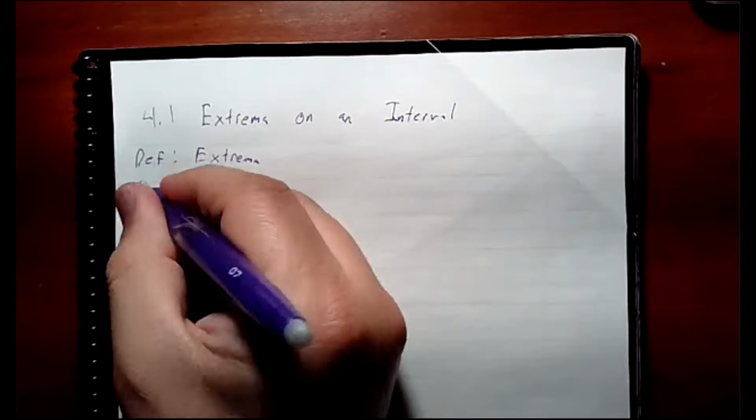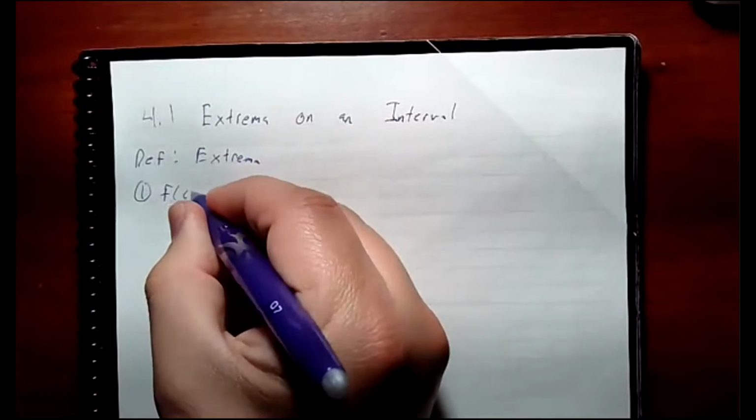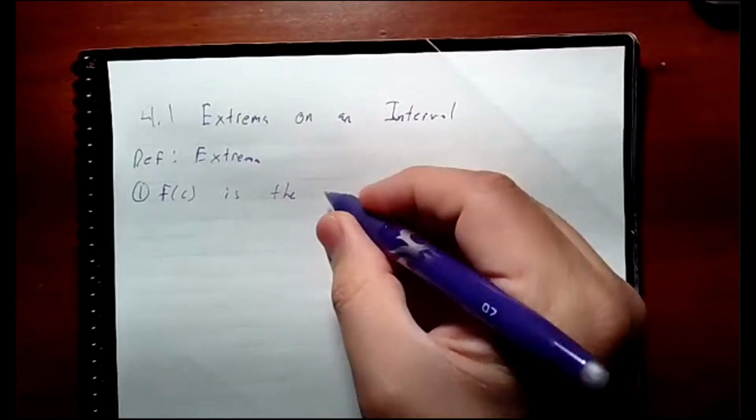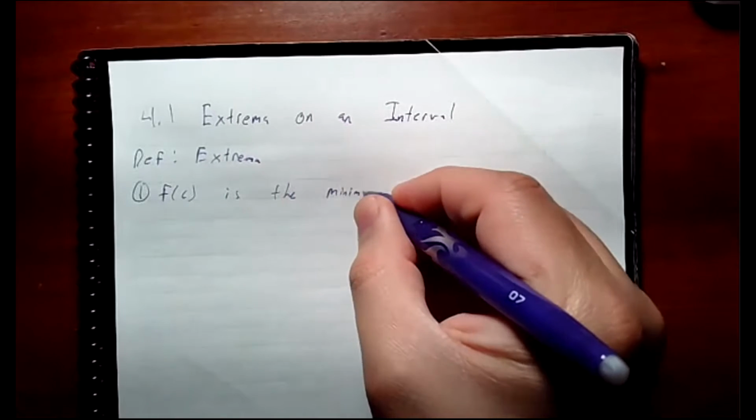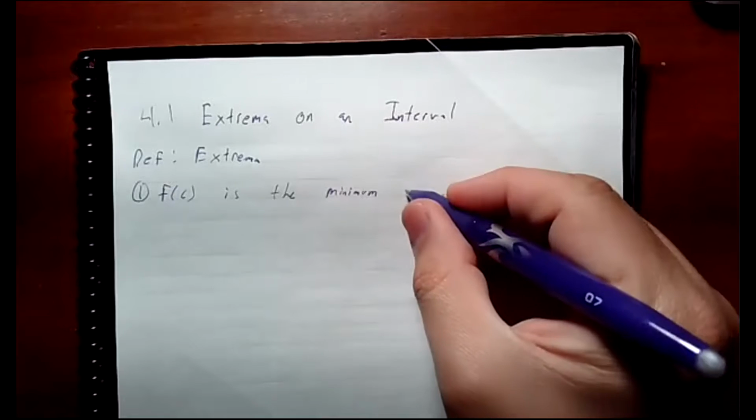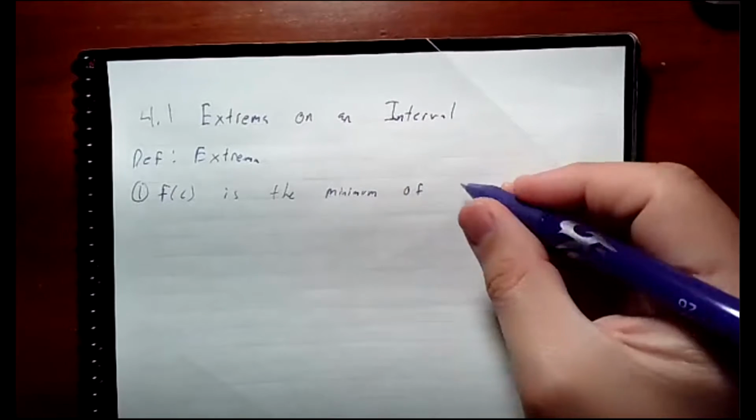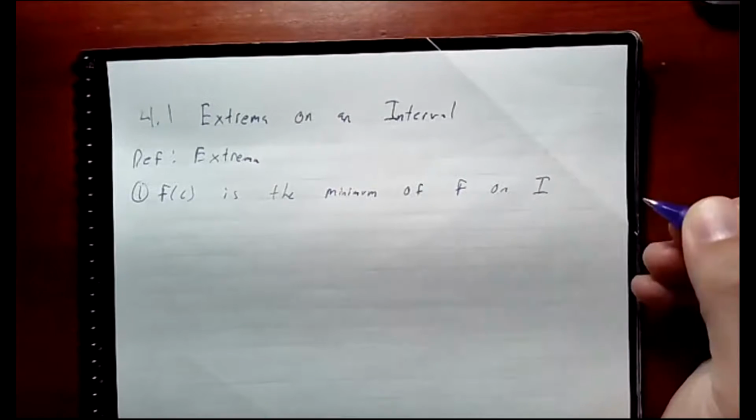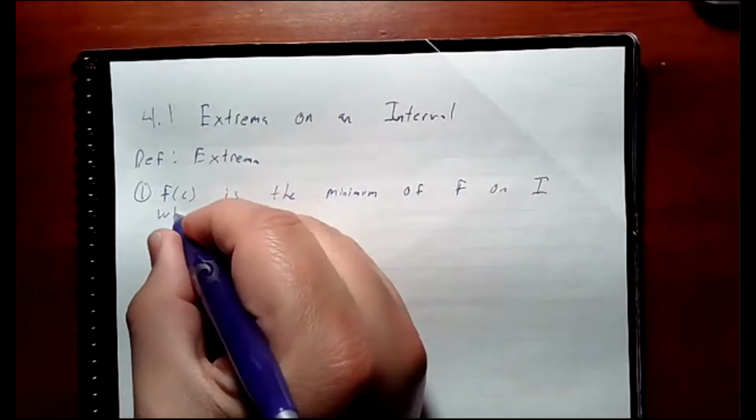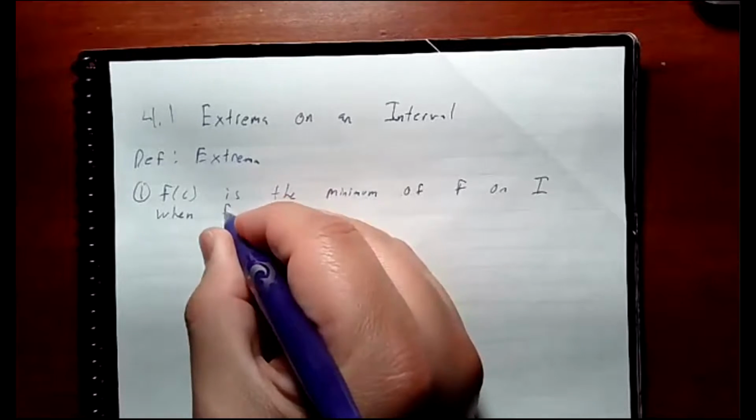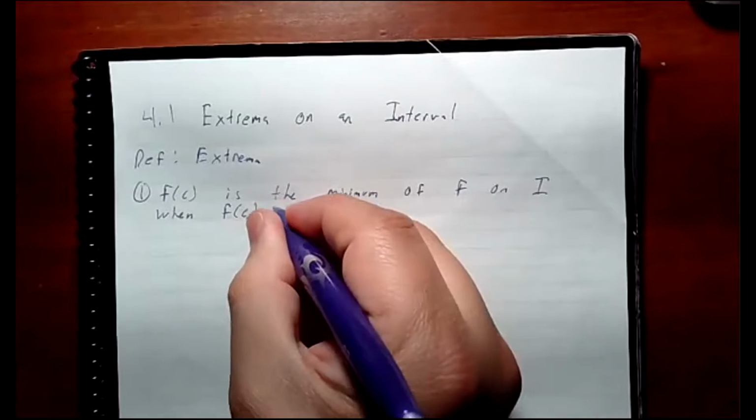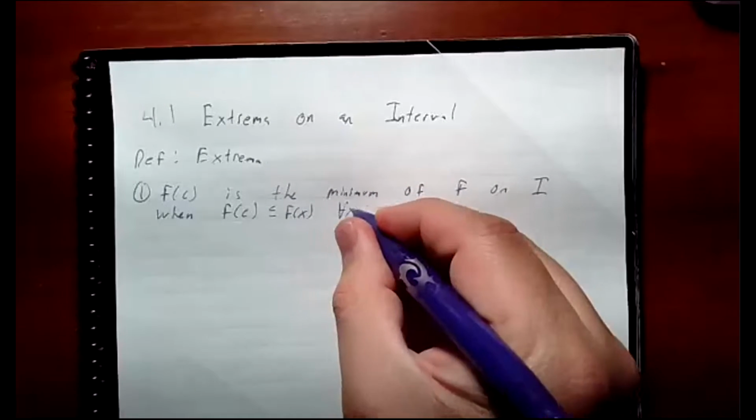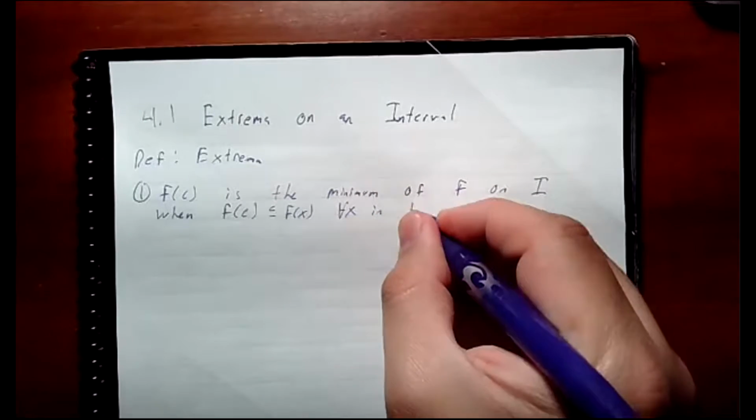So number one, f of c is the minimum of f on I when f of c is less than or equal to f of x for all x in I.